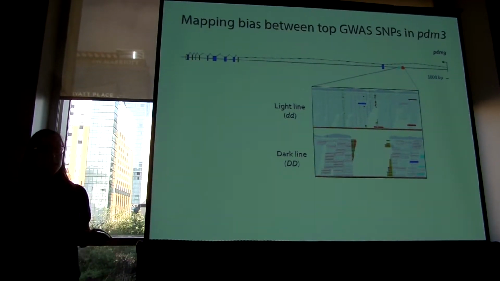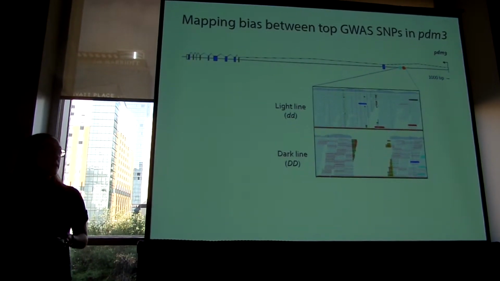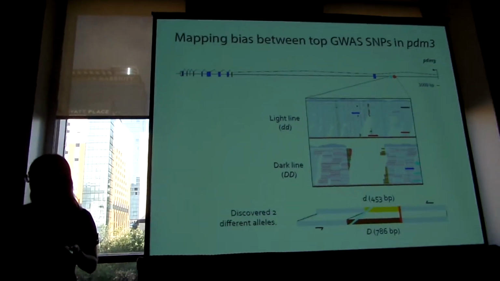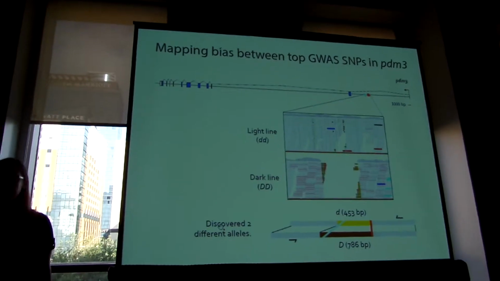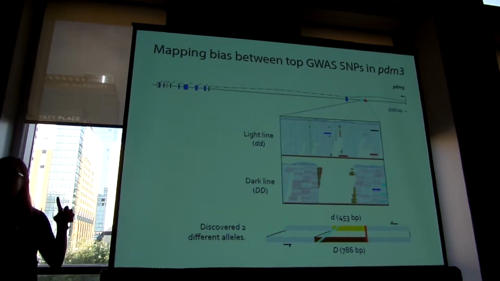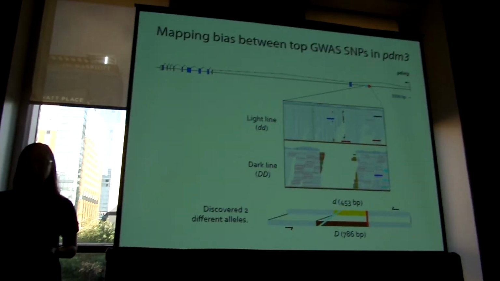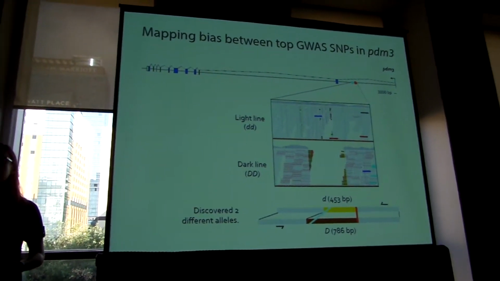So I suggested maybe there's some kind of rearrangement here. So I took all the reads from the dark line and reconstructed a haplotype that I'm showing you here in this cartoon, where the red and blue lines represent the SNPs that we found, and you can see that in the intervening regions, there are two different alleles of different sizes.